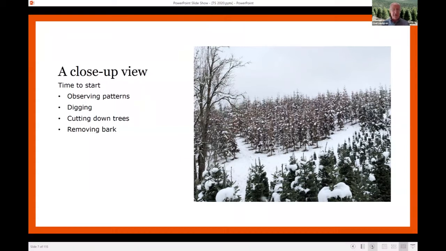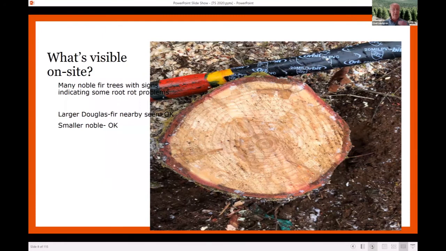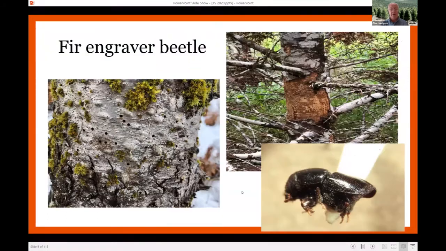So you start digging around and observing patterns and cutting down trees and removing bark, and this is some of the things that we're seeing. On this particular site, in cutting down some trees, we were seeing patches in the stump that look to be some sort of root rot, either Phytophthora or Armillaria or both. We're getting patches of cambium layer that was dead. Here I'm just showing with my cursor some of the dead cambium area on this noble fir, and some staining, which would be more indicative of maybe Armillaria root rot.